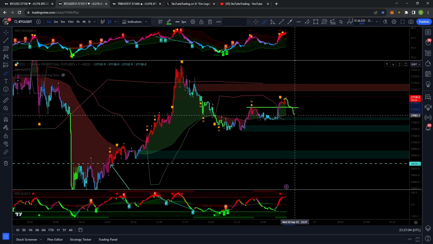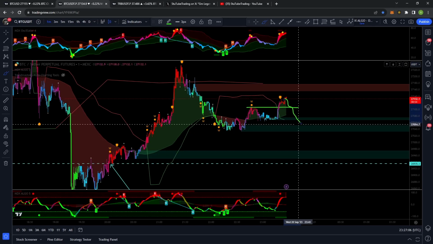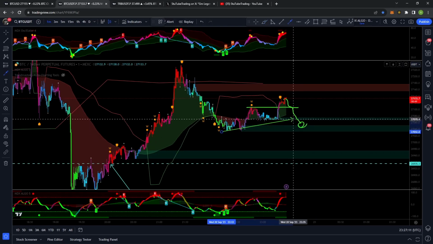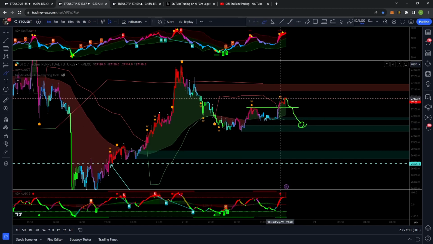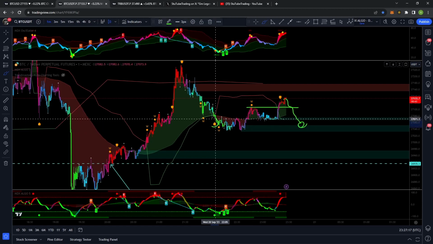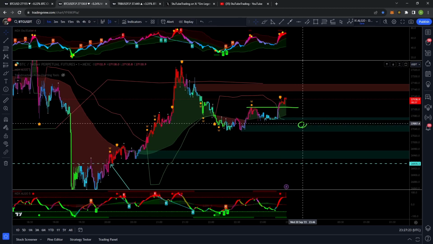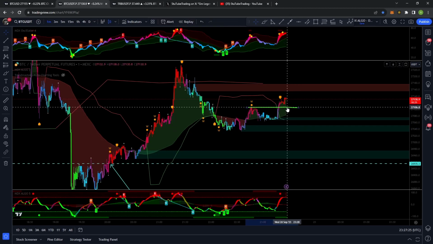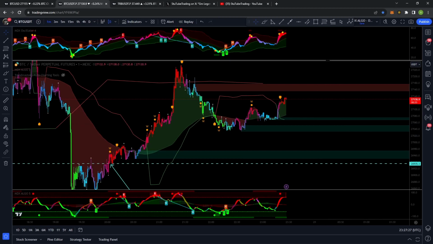So if we get some kind of a pullback and then get some sort of a buy signal, whether that's a high or low W or one of these bullish ones, I know this is a bearish one, let's say a bullish divergence here, if we get something like that showing up, that may actually be a nice entry, just because we're seeing the warnings that we might start trending to the upside again here.